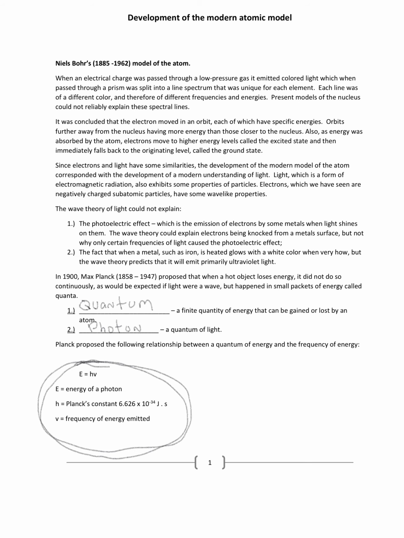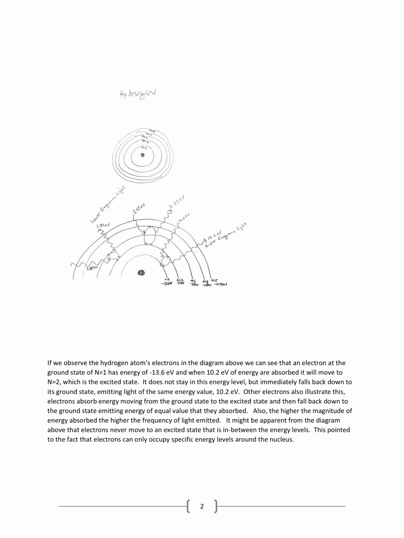Looking at this picture on the second page, this is showing you the different states. If you look at the atom, these are different energy levels where you would be able to find electrons. So we have one.